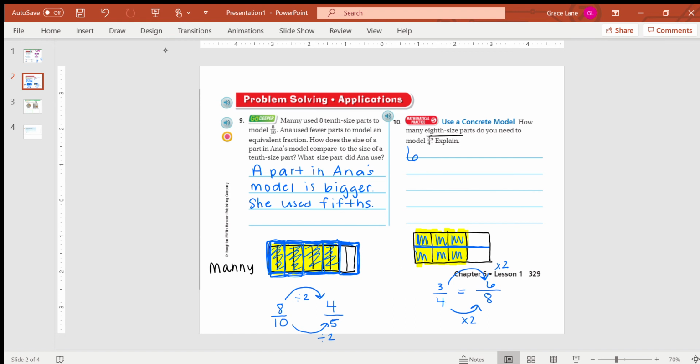Because if you think about this, when we talk about a fourth, if you put 2 of the eighths together, it equals 1/4. We needed 2 eighth size parts to equal 1/4 size part. So it was like we're doubling it. Instead of 3/4, when we double it, now we have 6/8. Okay, when you're ready, go ahead and turn the page to 330.